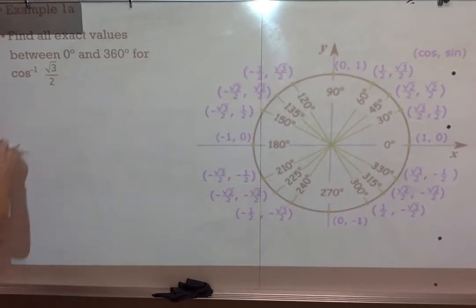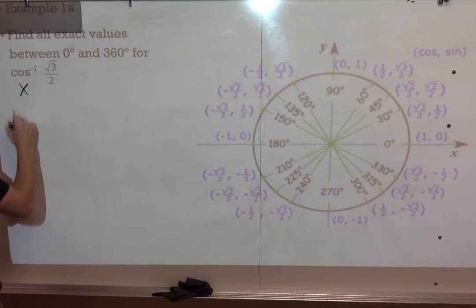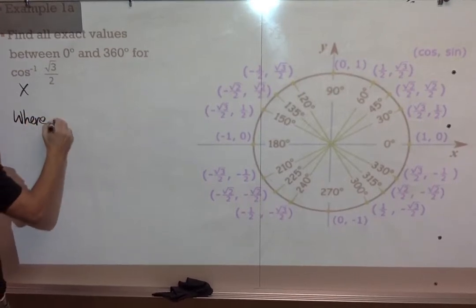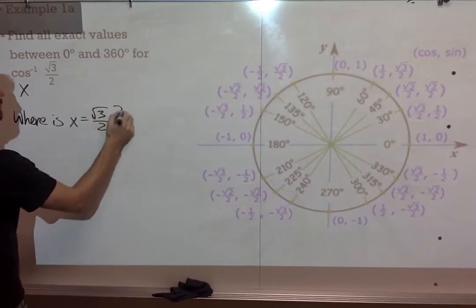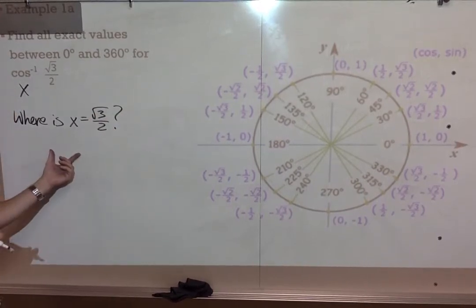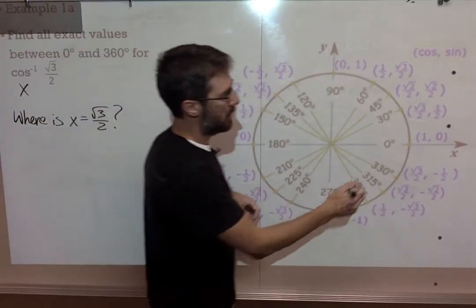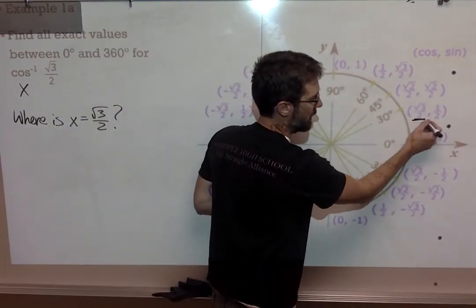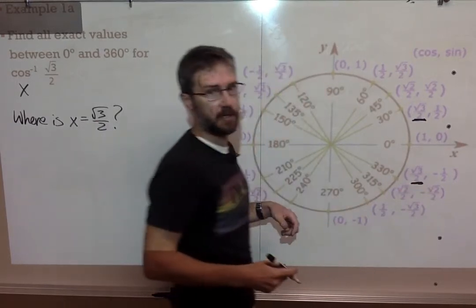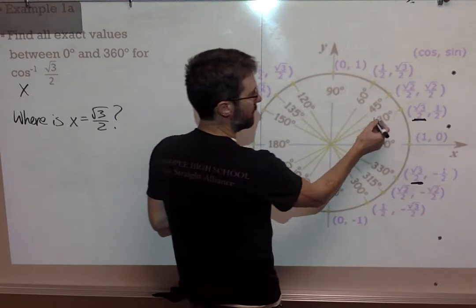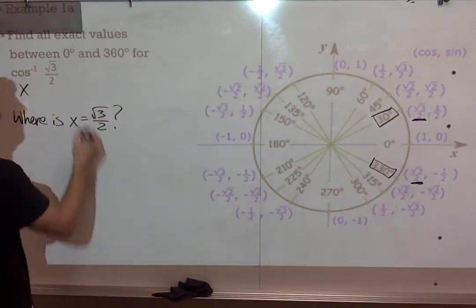Okay, now cosine is the x value, right? So what we're really answering is, where is x equal to root 3 over 2? That's what you should be thinking about here. X values of root 3 over 2. The x value is the first value in the coordinate. I have one right here. I also have one down here. So there's two answers here. One of them is at 30 degrees. And one of them is at 330 degrees.